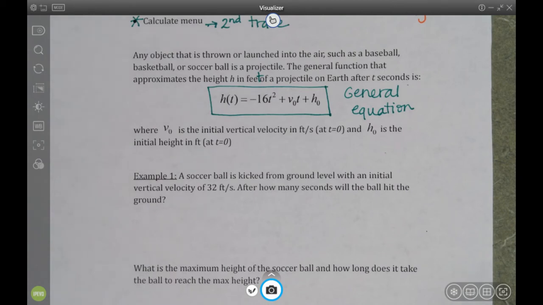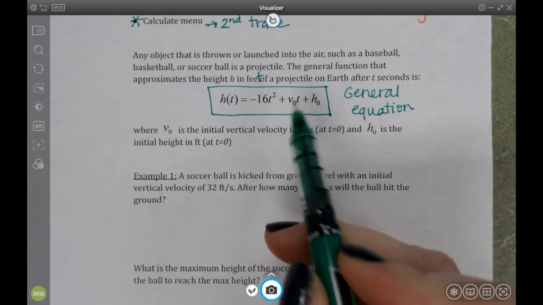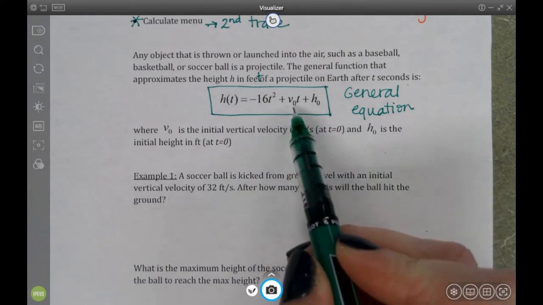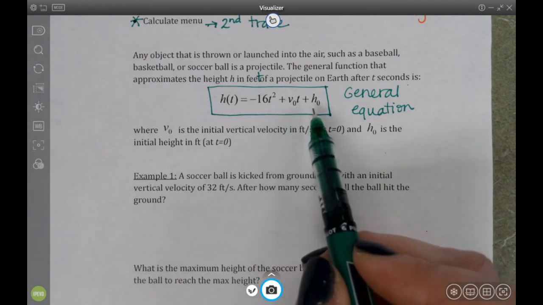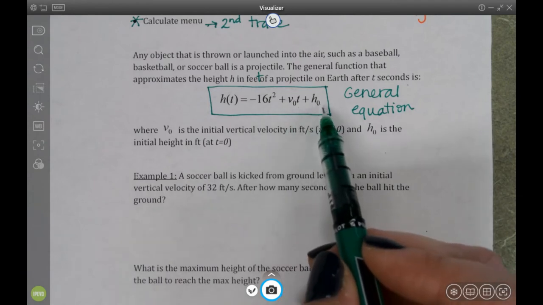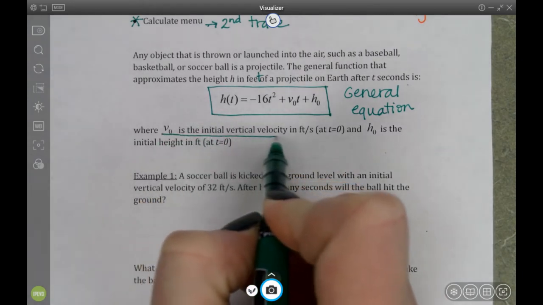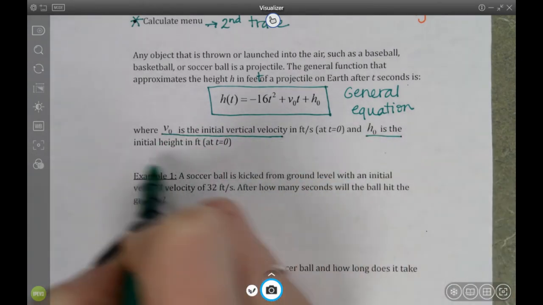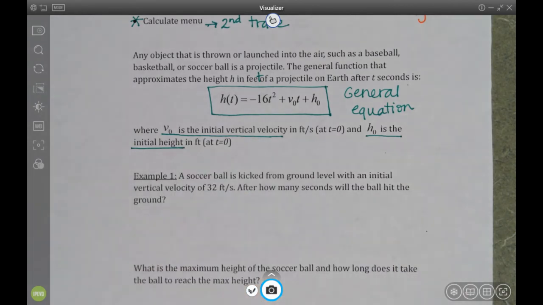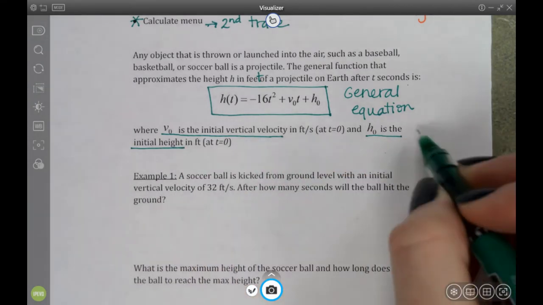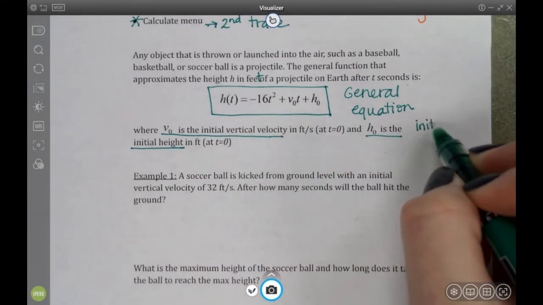So it's h of t, or your height, equals negative 16t squared plus v sub 0, which they call v naught, I don't know why, but that's what they call it, v naught t, plus h sub 0, which they call h naught, where v naught is your initial vertical velocity and h naught is your initial height. Initial meaning starting.